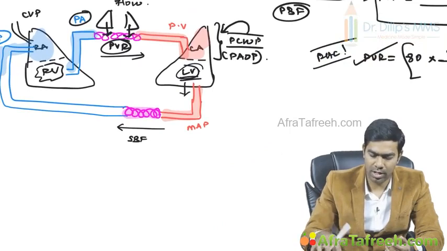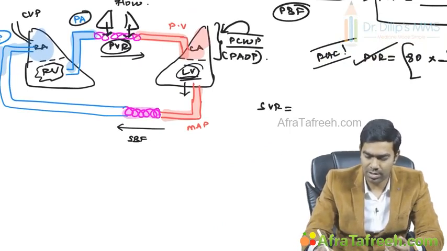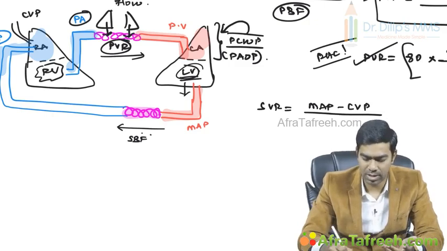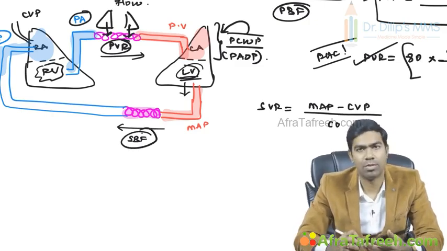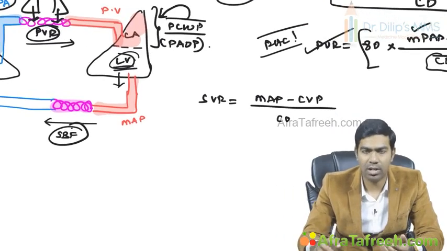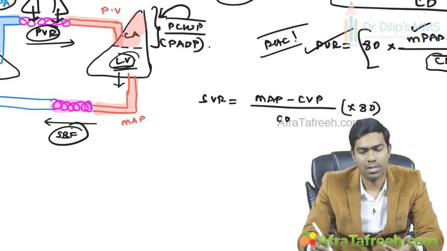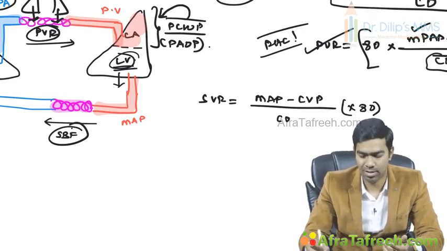So you can also write that your systemic vascular resistance will be equal to the pressure difference. What is the pressure difference? That is the mean arterial pressure minus central venous pressure divided by, obviously, the systemic blood flow, which is equal to the cardiac output. That's all. If you want it in dynes per centimeter power 5, multiply by 80 as an option. Simple. This is the systemic vascular resistance.